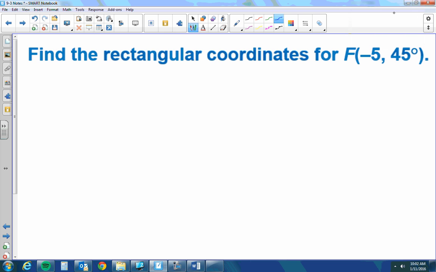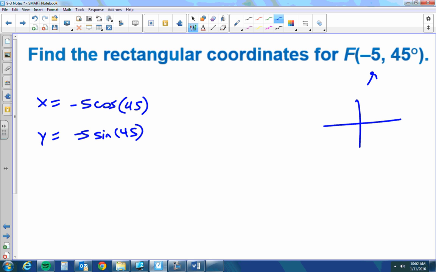Next one. x is negative 5 cosine of 45 degrees, and y is negative 5 sine of 45 degrees. Although, like I said, before you do that, you really should plot the point. Not accurately, just get the right quadrant. So 45 degrees faces this way, but which quadrant is the point in? Third, so put the point there.